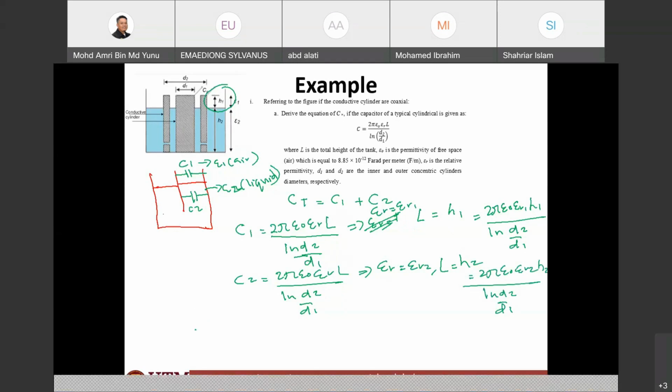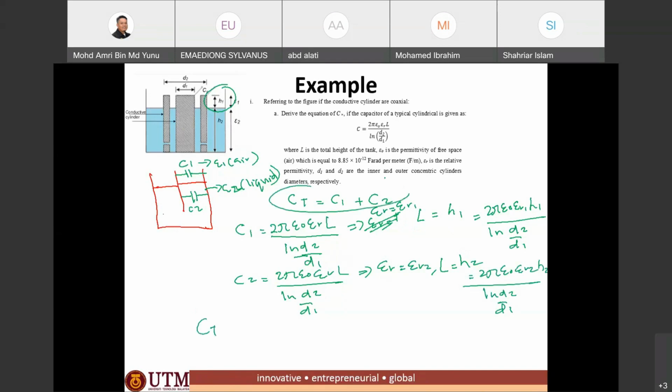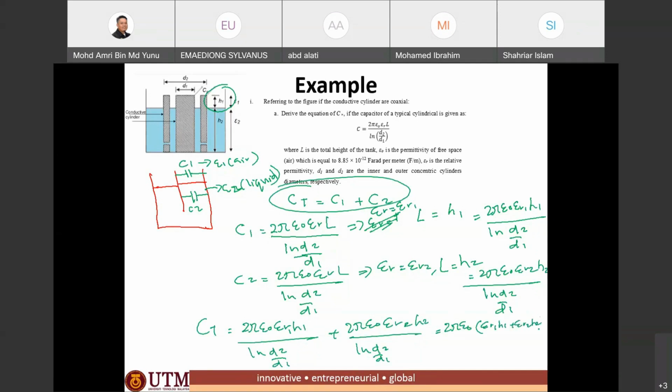So finally, C total is equivalent to 2 pi epsilon 0 epsilon R1 H1 over ln D2 over D1 plus 2 pi epsilon 0 epsilon R2 H2 over ln D2 over D1, which equals 2 pi epsilon 0 times epsilon R1 H1 plus epsilon R2 H2, over ln D2 over D1. So that's the equation.